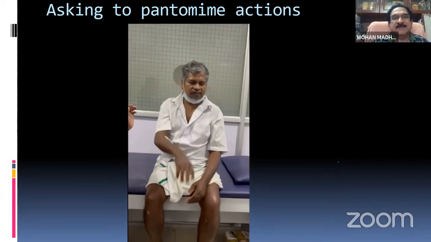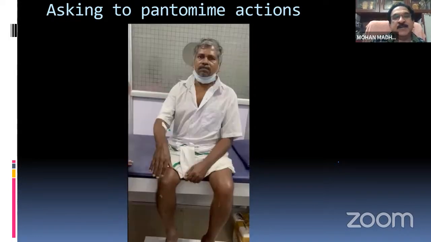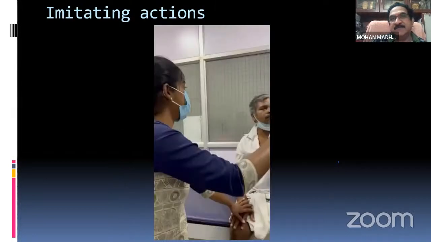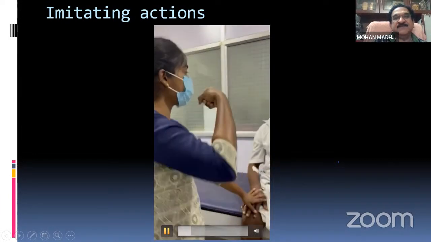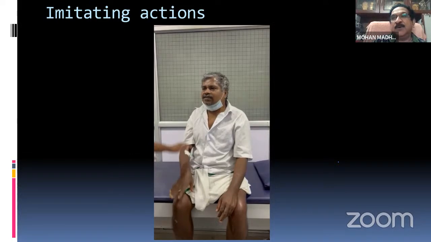So he has normal transitive and intransitive praxis. He can mime an imaginary object, and in intransitive praxis, he can communicate with gestures normally. I am asking the next one. He is asked to imitate actions done by the examiner. This is Maharishmi sitting in front. He could imitate what the examiner was doing. The imitation is normal.